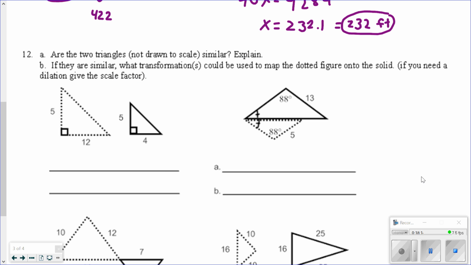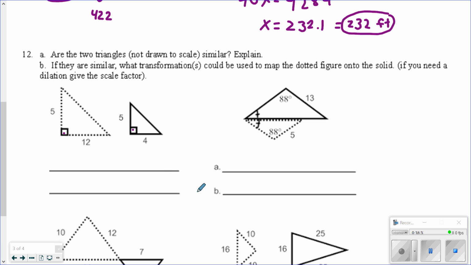All right, for number 12, are the two triangles similar? If so, explain. And then if they are similar, what transformations can be used to get the dotted figure onto the solid figure? All right, so with our first example here, I noticed that these angles are congruent.